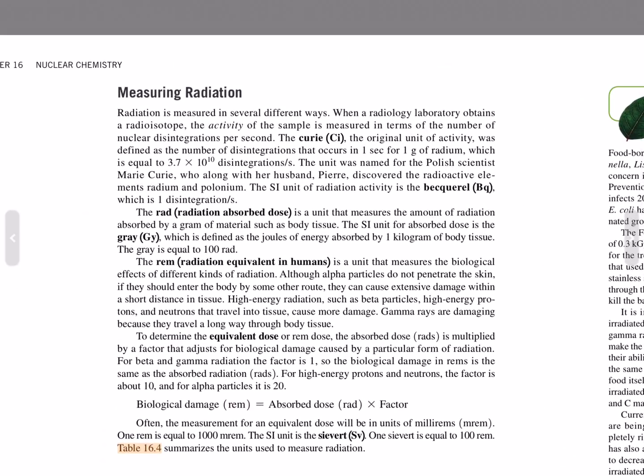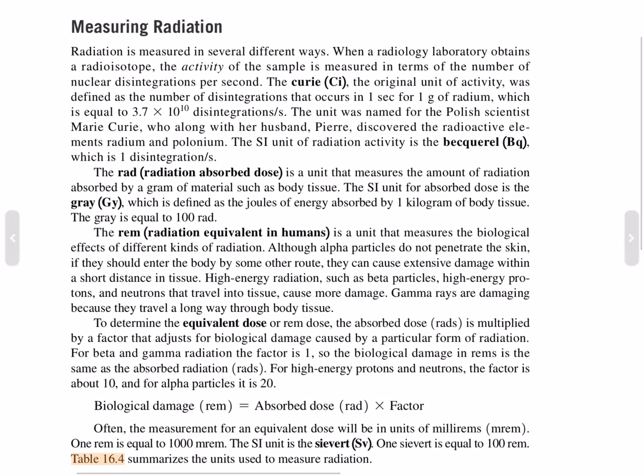Measuring radiation. Radiation is measured in several different ways. When a radiology laboratory obtains a radioisotope, the activity of the sample is measured in terms of number of nuclear disintegrations per second. The curie, the original unit of activity, was defined as the number of disintegrations that occurred in 1 second for 1 gram of radium, which is equal to 3.7 times 10 to the 10 disintegrations per second.